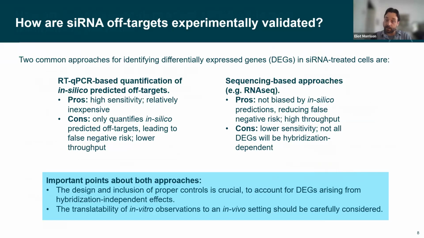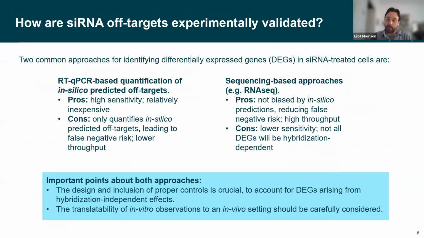An alternative method would be an untargeted sequencing-based approach, something like RNAseq. And here you're not biased at all by your in silico predictions because you're in fact quantifying changes to the entire transcriptome here. And this is, of course, a good thing because you reduce or eliminate this risk of false negatives from your in silico predictions, because if you have a false negative, you'll catch it at this point with such a method. But on the other hand, this means that you're going to capture every change that's happening in the cell. So this will include not only the hybridization-dependent off-targets, but also hybridization-independent effects.